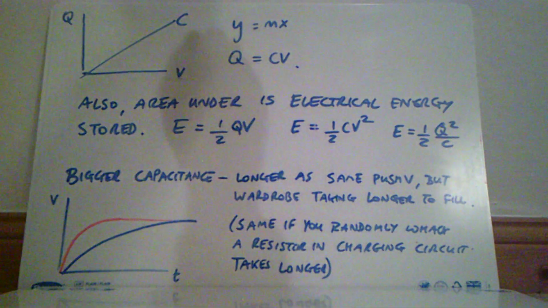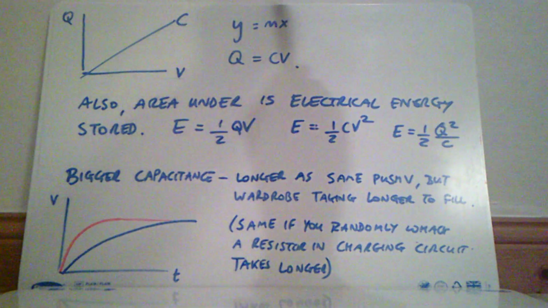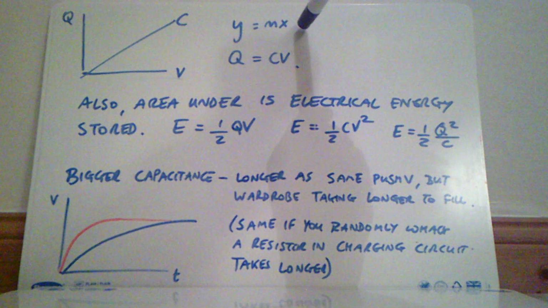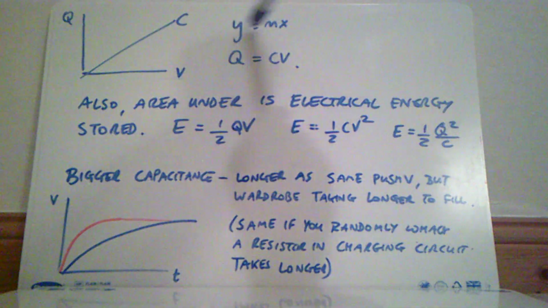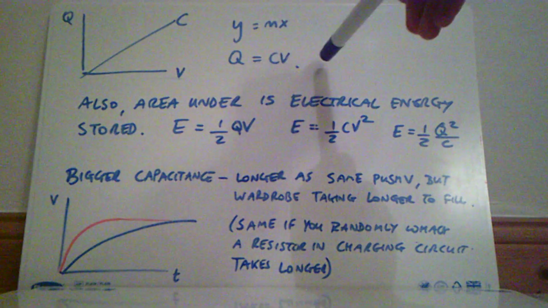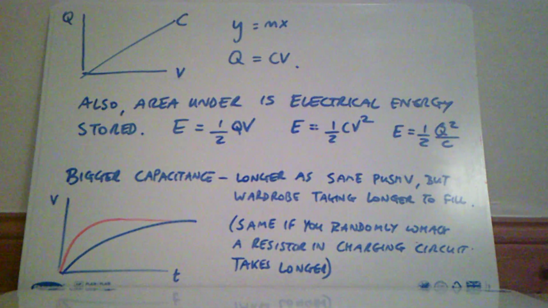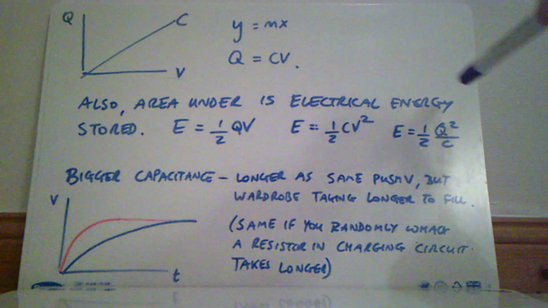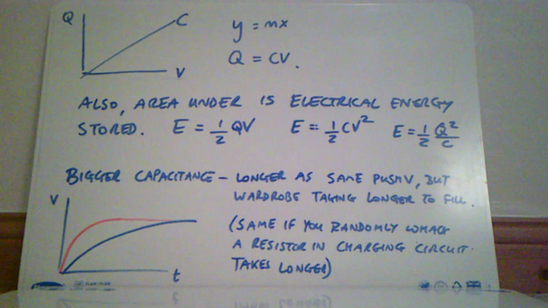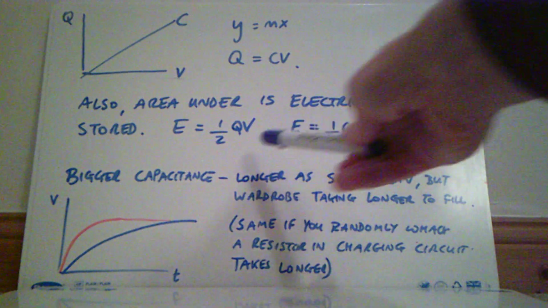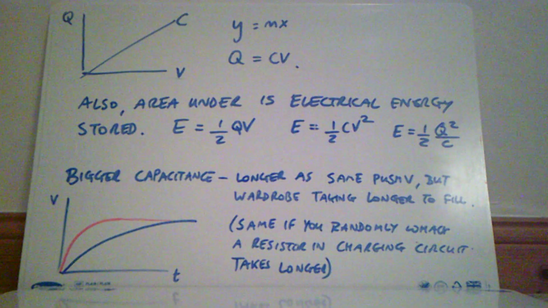Now you might recognize this as a straight line graph. The equation for a straight line graph is y equals mx, but replacing it with the variables in here gives Q equals CV. So this is one of the formulas on the formula sheet to do with capacitors. Also, the area under this graph is the electrical energy which is stored, and these are the formulas, and these are on the data sheets, on the formula sheet.